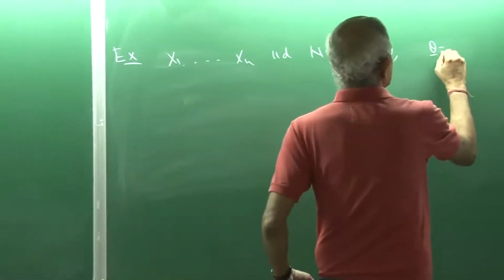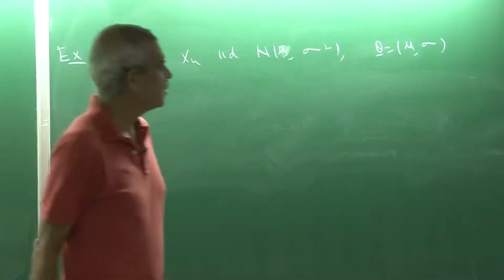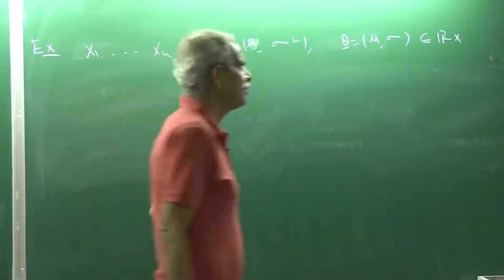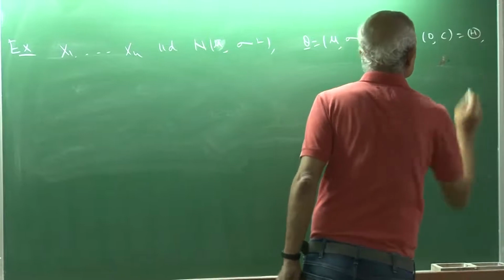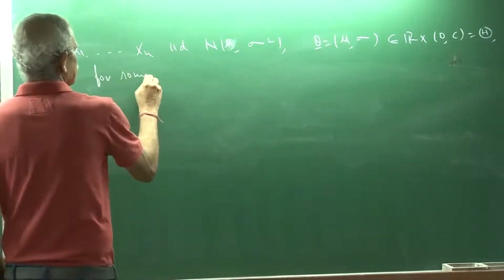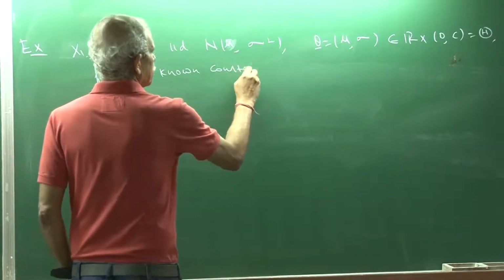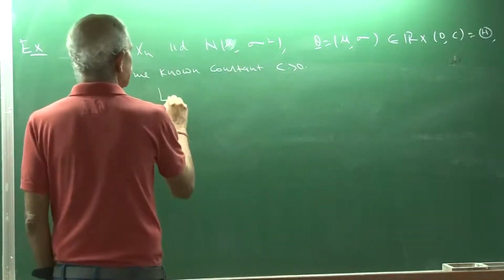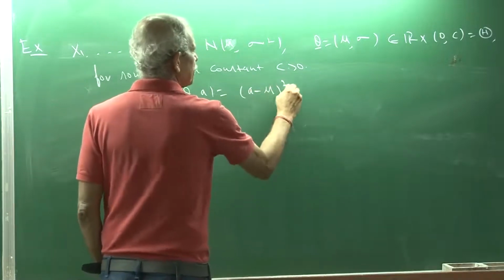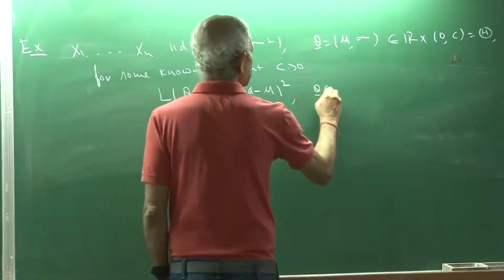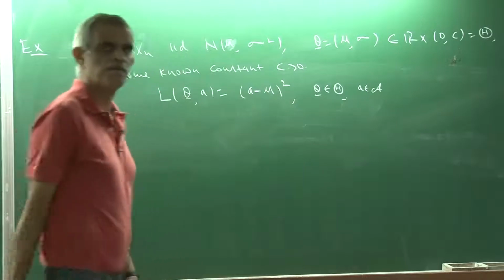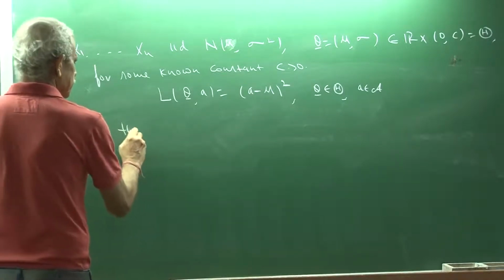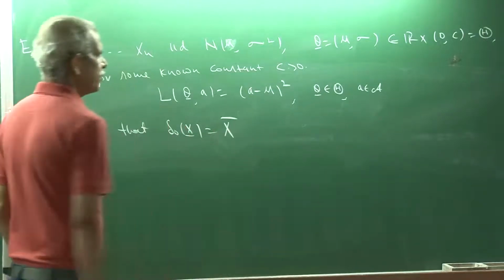So my parameter space which I take is mu, sigma, where mu belongs to R. Earlier sigma was taking any value from 0 to infinity. Now I say that sigma only takes values from 0 to C, for some known constant C, a given value. My loss function L(theta, A) is (A minus mu) whole square. So that X bar is minimax.